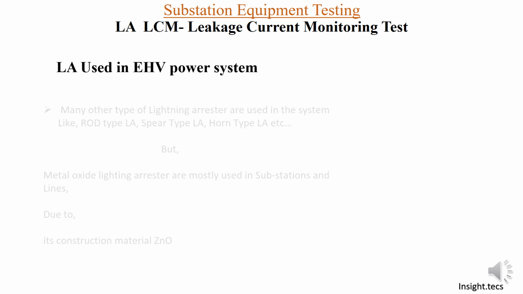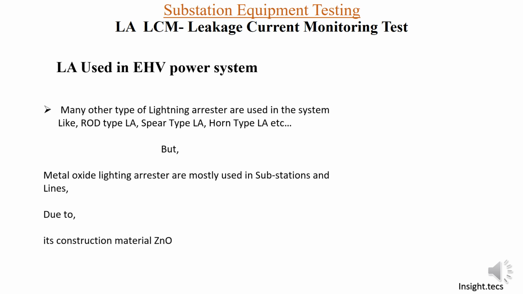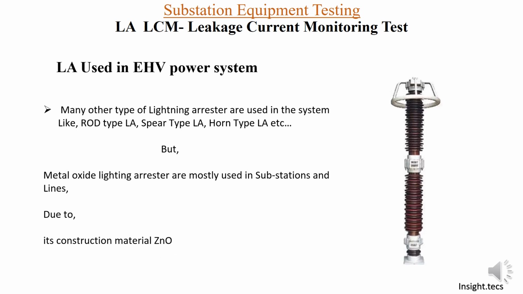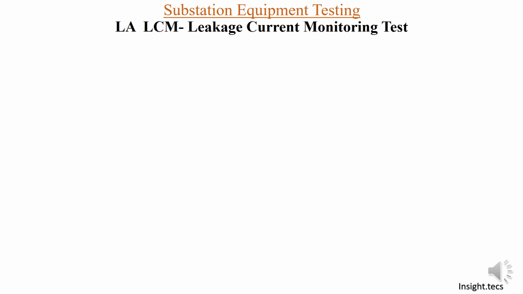Various types of LA used in power system are rod type LA, sphere type LA, horn gap type LA, but the major type used is the metal oxide lightning arrestor, and specifically zinc oxide. The metal is zinc oxide, right? Why is this kind of LA used? Let us understand that from its characteristics.